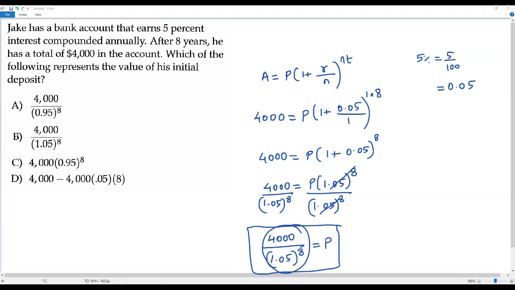So we find this value in option B. So the correct answer choice for this question is option B.